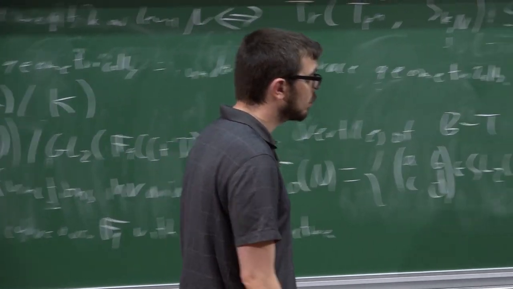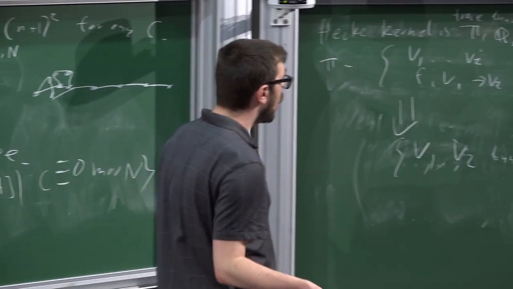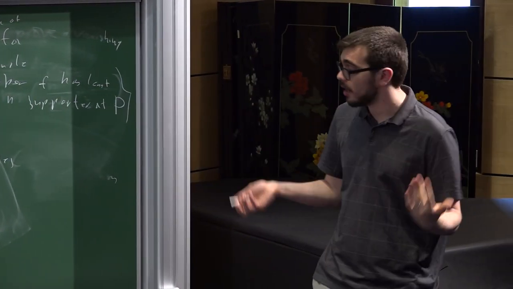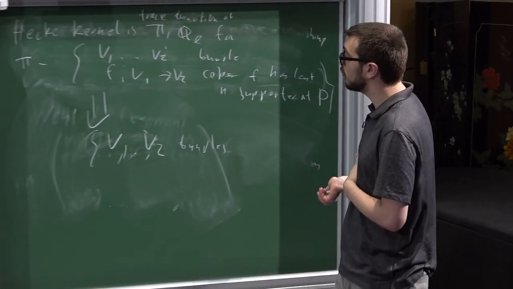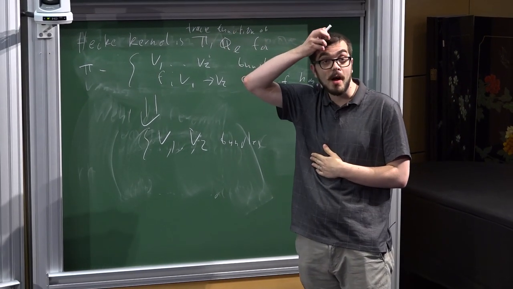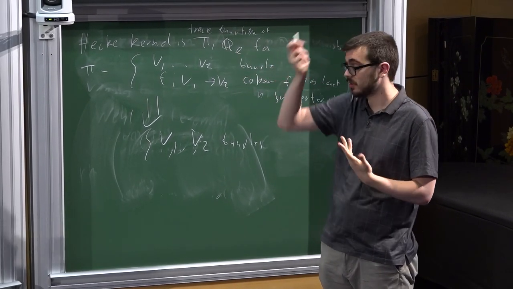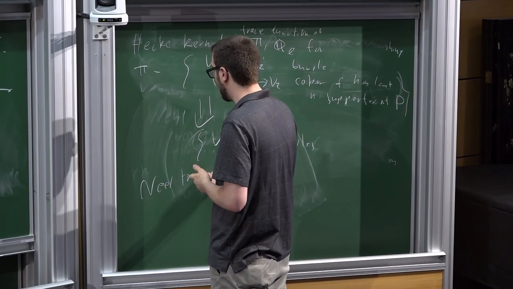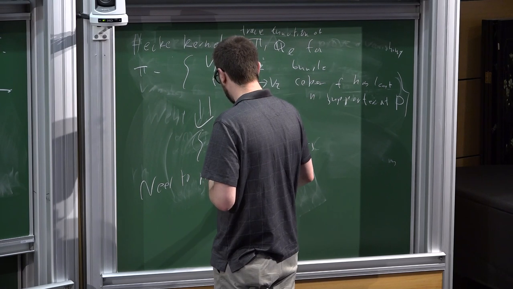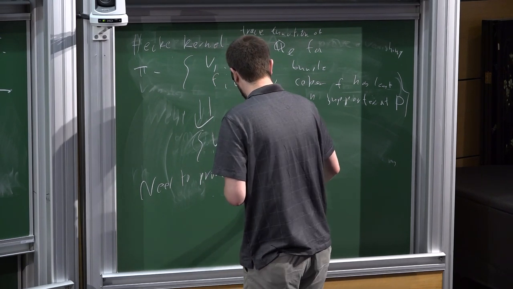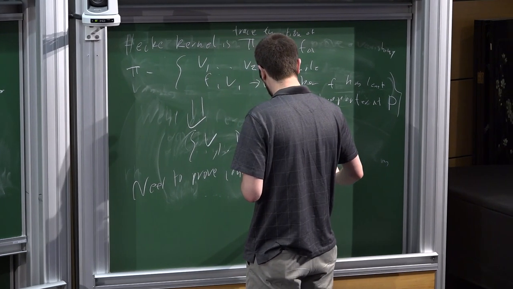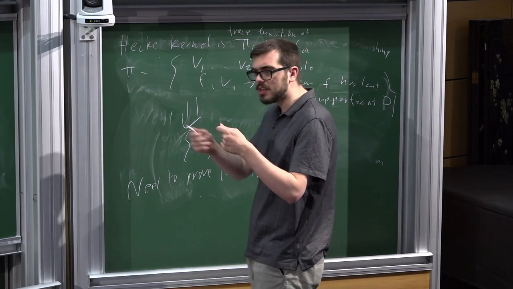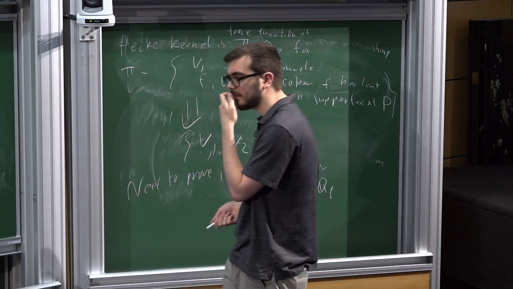And so we need to show the trace is not too large, so we need to prove some kind of cohomology vanishing result for this sheaf. Well, I can just write the trace of the square in terms of the original traces.